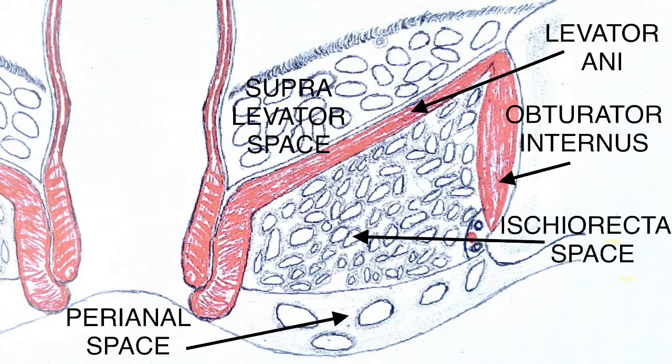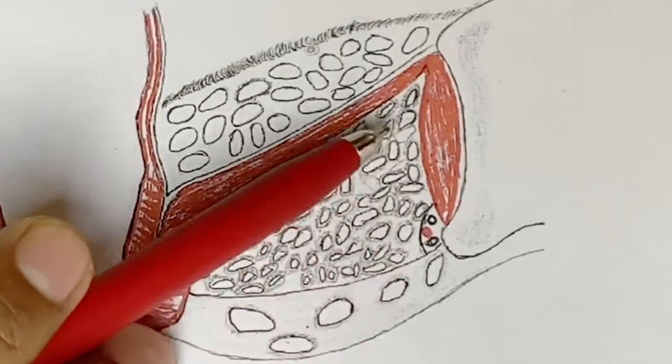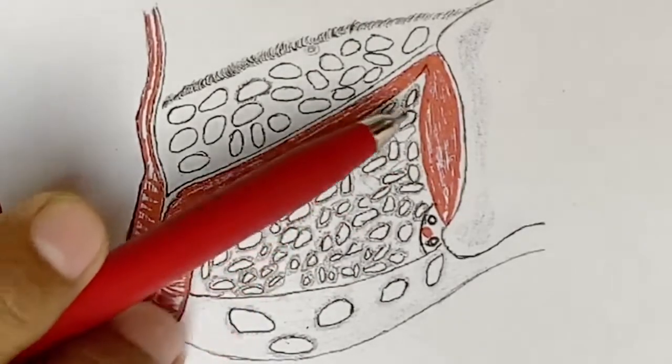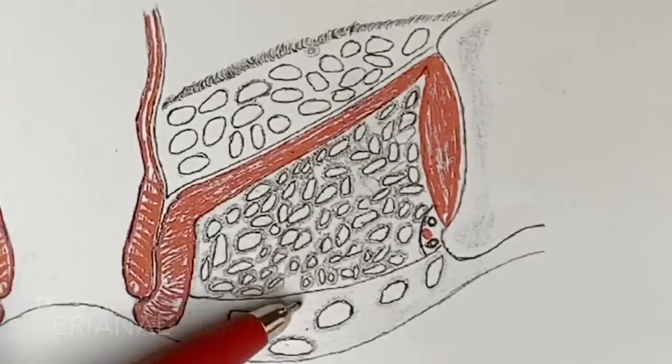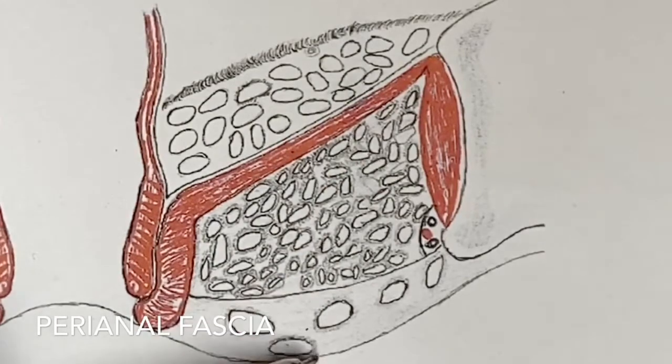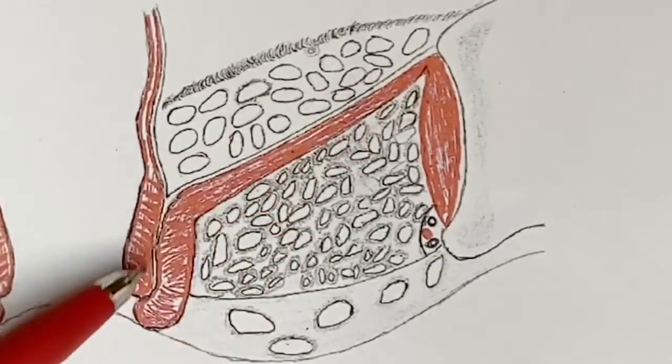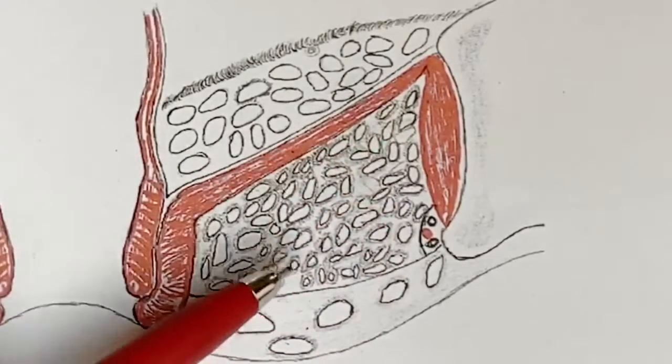We will discuss the ischiorectal fossa, not the ischiorectal space alone. From here to here, this is the ischiorectal space. Perianal ligament to skin is called the perianal space. But we are talking about the ischiorectal fossa altogether.